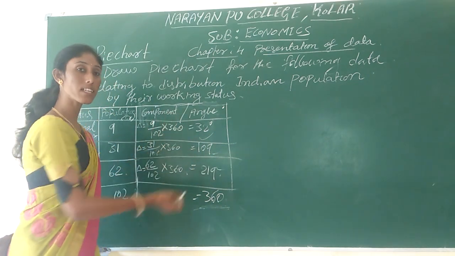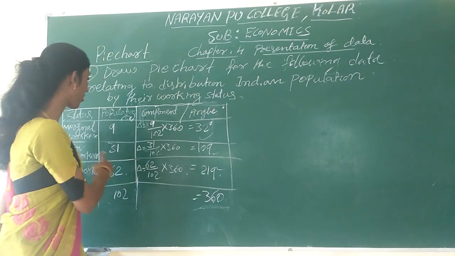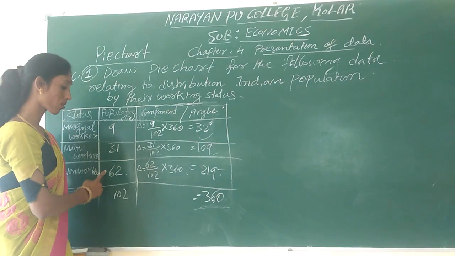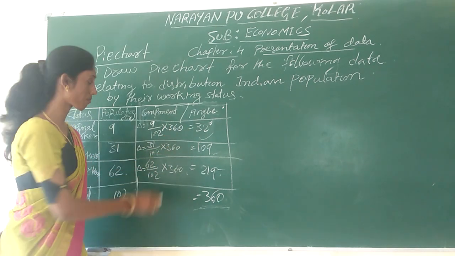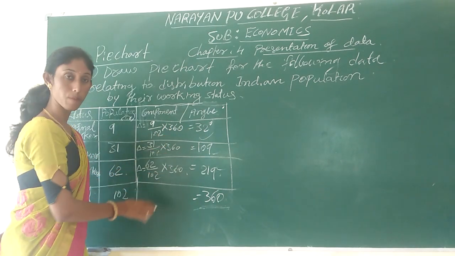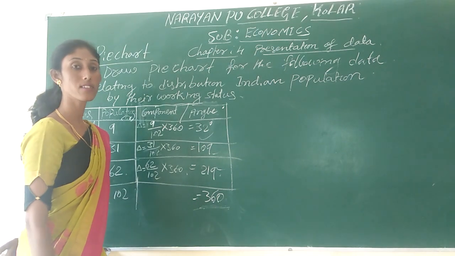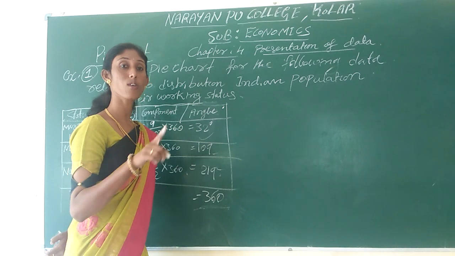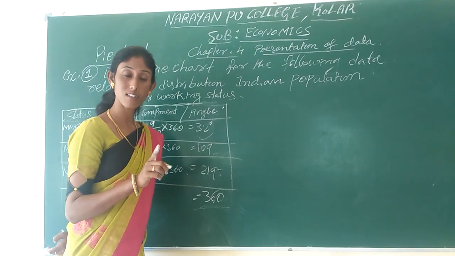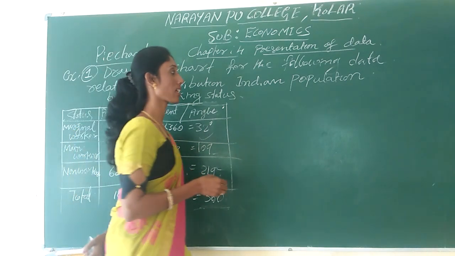Then now the second step. The first step, we have converted the values or data into angle sizes, using the formula. And the next step is we need to draw one appropriate size of circle. We need to draw a circle in an appropriate size.